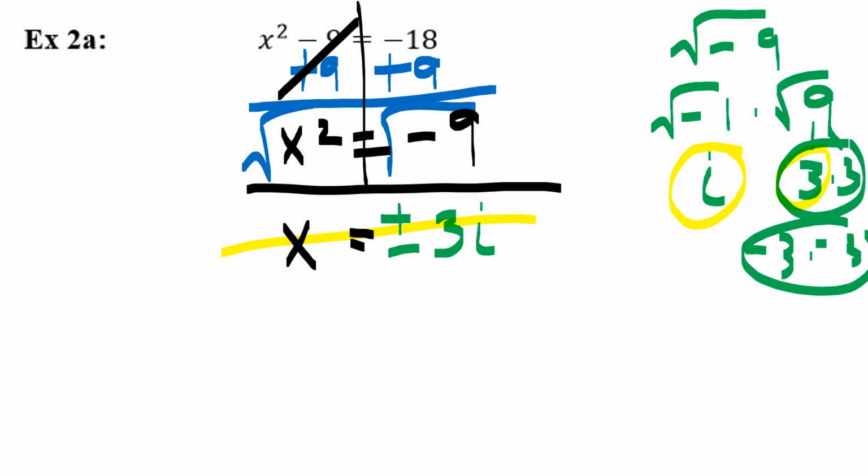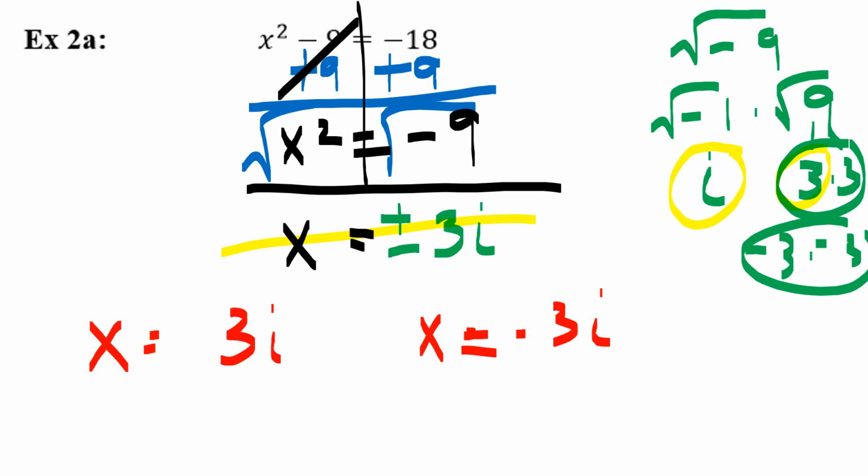Again, if we wanted to separate it, we can say x is equal to positive 3i. And actually, we wouldn't need the positive in that case because we would automatically know that's what it is. And x equals negative 3i. Final answers.